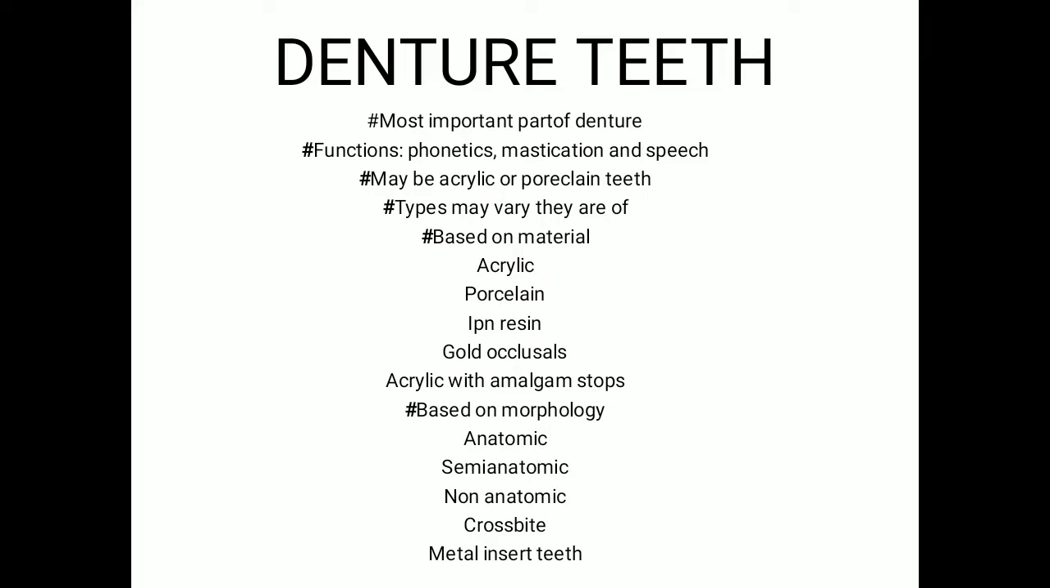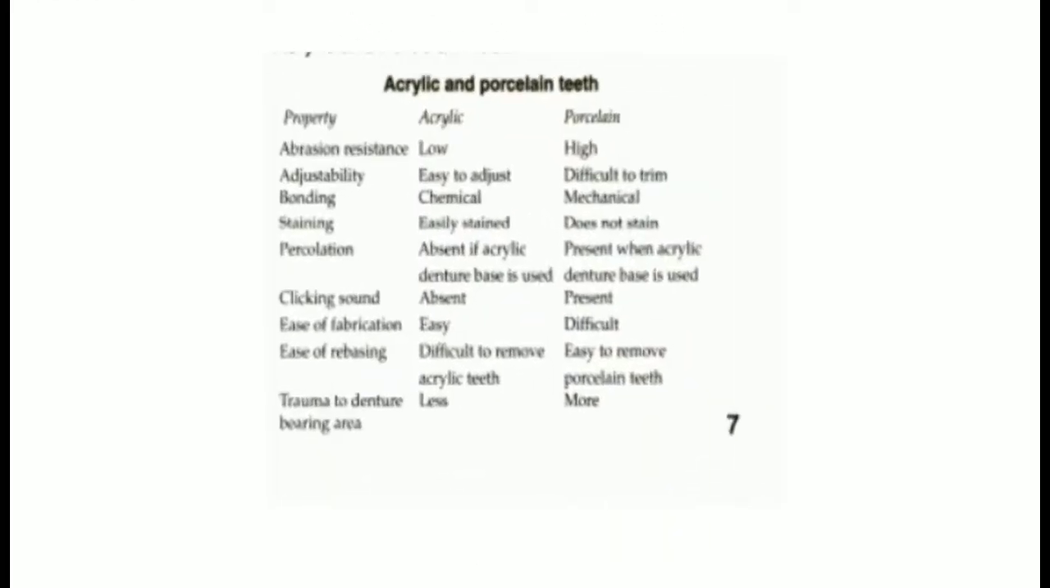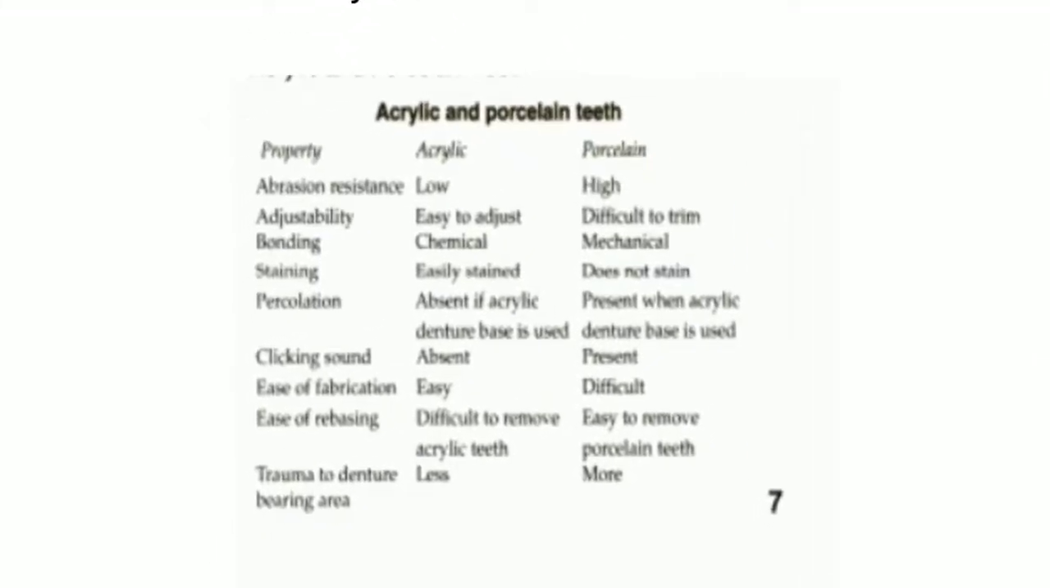Let's go into these components one by one. First, the acrylic and porcelain teeth. Their comparison is given here. The properties are abrasion resistance, adjustability, bonding, staining, percolation, clicking sound, ease of fabrication, ease of rebasing, and trauma to the denture bearing area. First the acrylic. Abrasion resistance is low in acrylic and high in porcelain. Adjustability: easy to adjust in acrylic teeth but difficult in porcelain teeth.